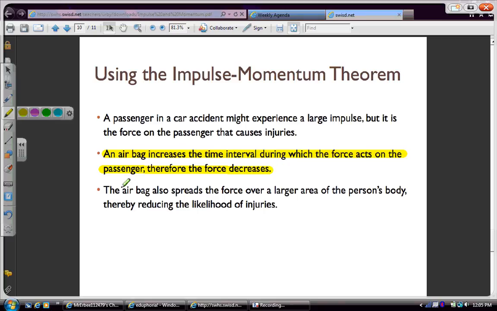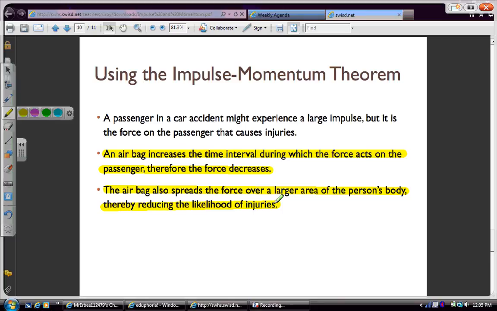Okay, so it also spreads that force out over a larger area of your body. So instead of just hitting in one spot, it hits over a larger area, your shoulders and all across your face and your neck, instead of just your face if it were to hit your forehead onto the steering wheel.